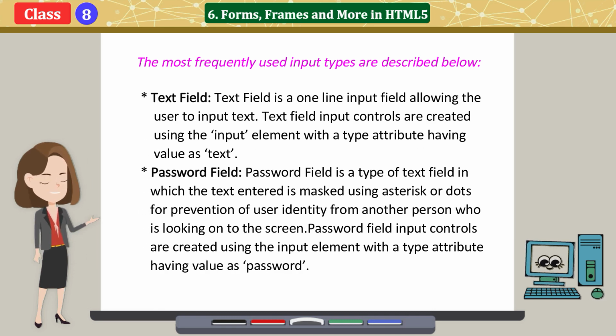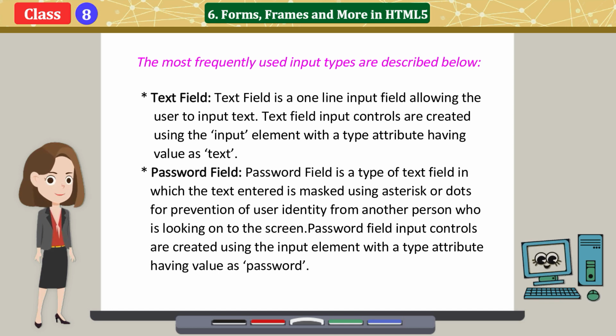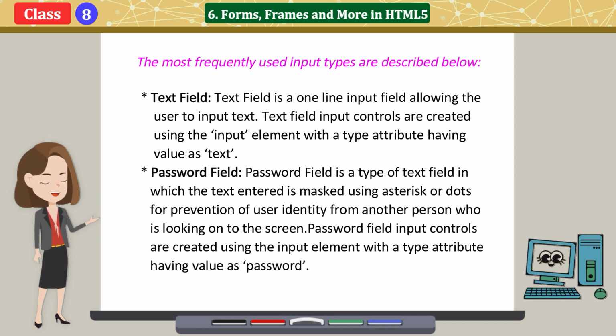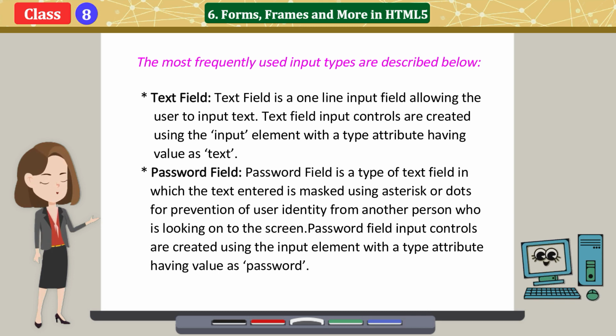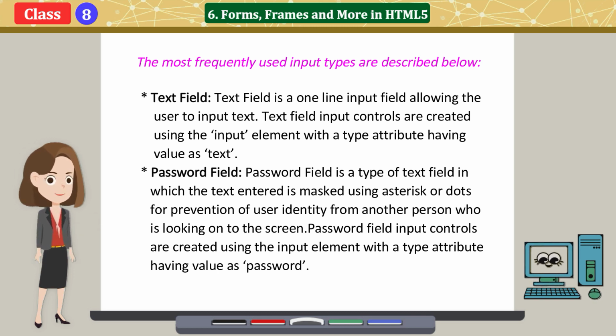Text field. Text field is a one-line input field allowing the user to input text. Text field input controls are created using the input element with a type attribute having value as text. Password field. Password field is a type of text field in which the text entered is masked using asterisks or dots for prevention of user identity from another person who is looking onto the screen. Password field input controls are created using the input element with a type attribute having value as password.